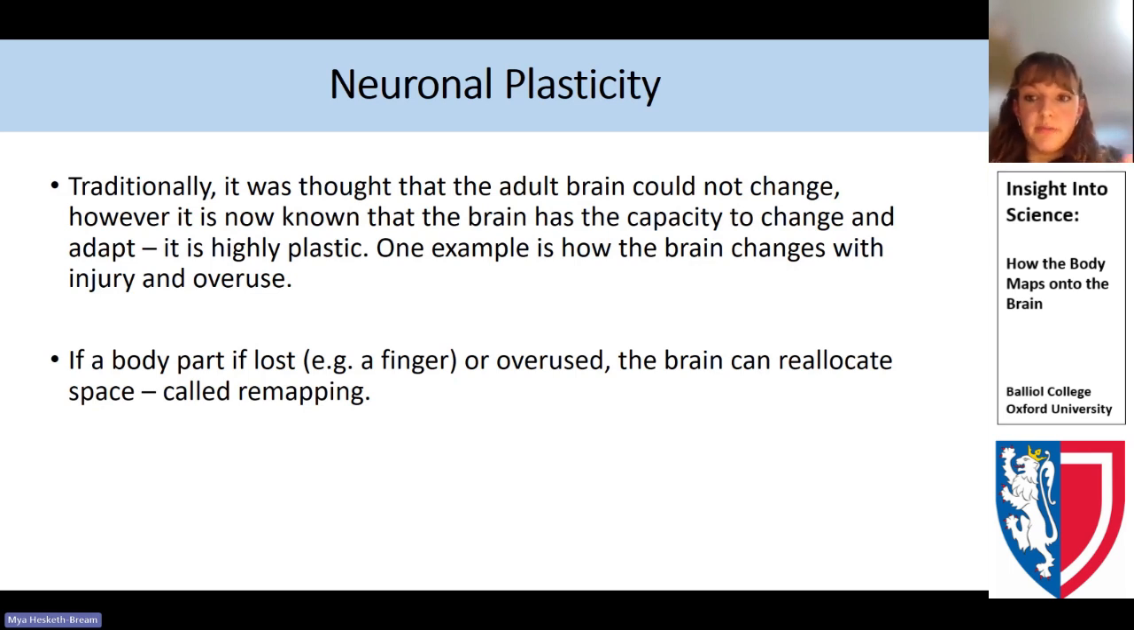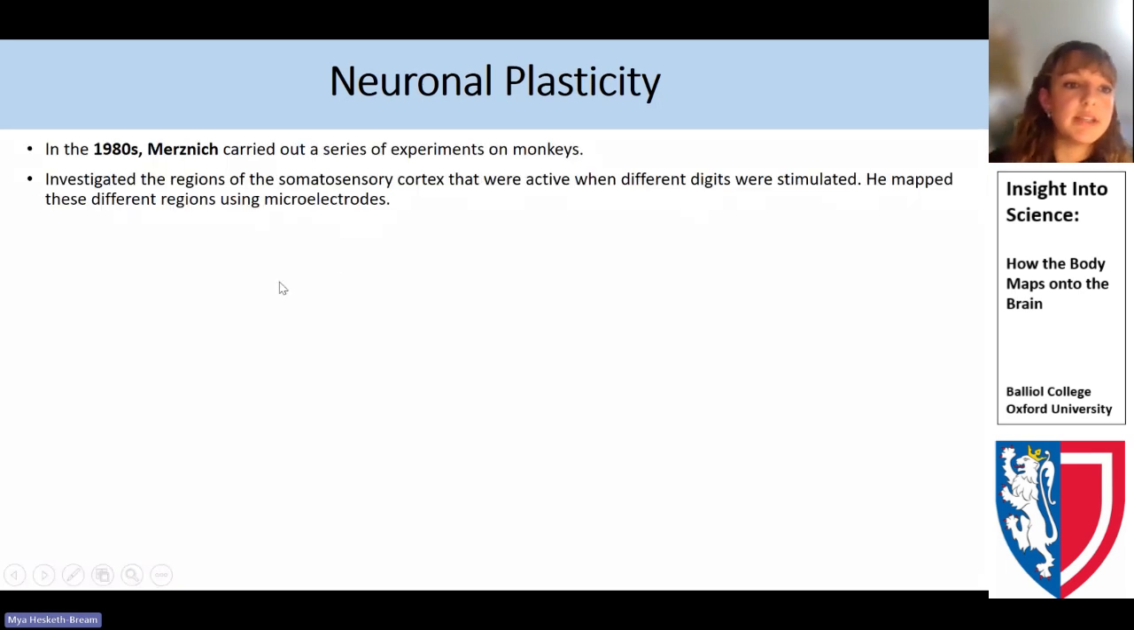So if you were to perform a task that uses one part of your body a lot, so if you're playing football and you're using your foot a lot, or if you're playing a video game and you're using your thumbs a lot, the brain will actually change to be able to perform that task better. And so if a body part is lost or overused, the brain can reallocate space, and this is called remapping. So we'll go into this in a little bit more detail.